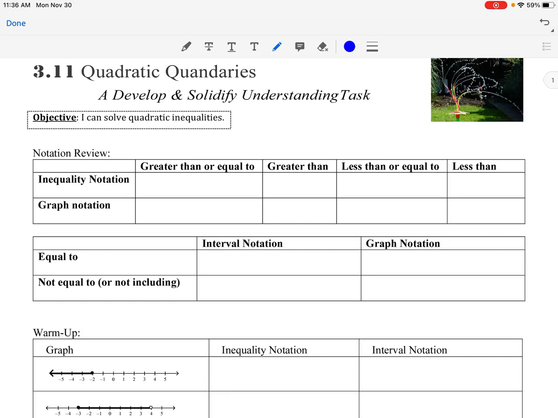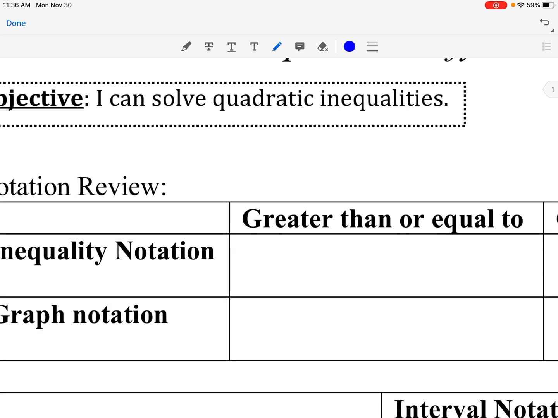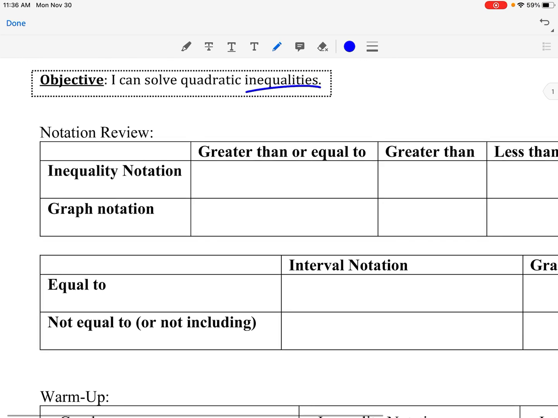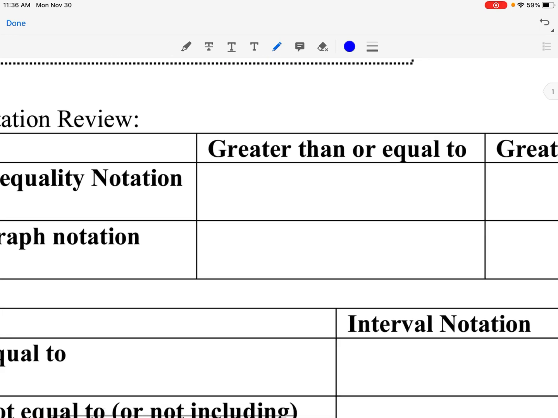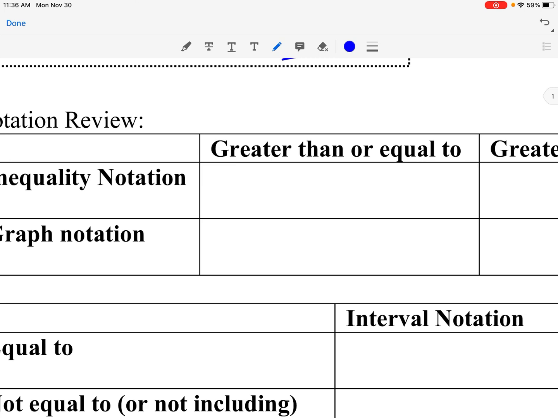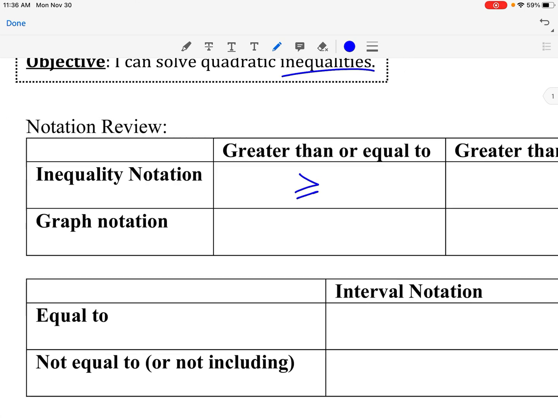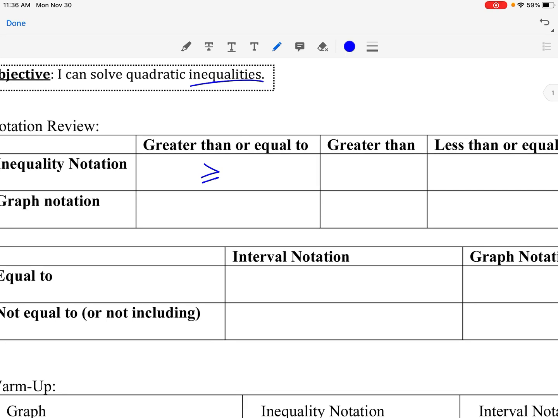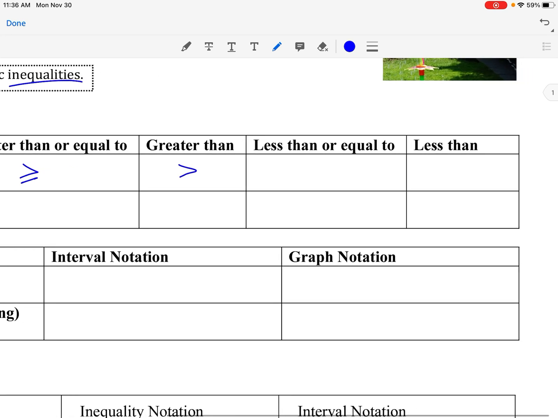In 3.11, our objective is to be able to solve quadratic inequalities. So inequalities, we need to review what that means. In inequality notation, we're talking about greater than or equal to. The equal to ones have the line underneath. And then we have greater than, which is without the line underneath. Less than, which looks like a squashed L, less than or equal to, and then we have less than.